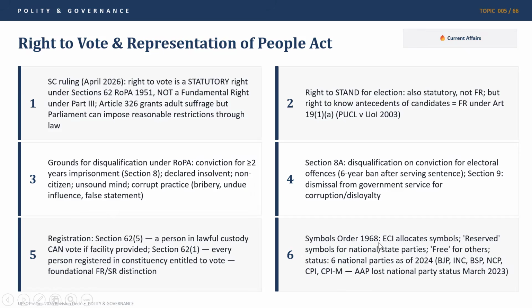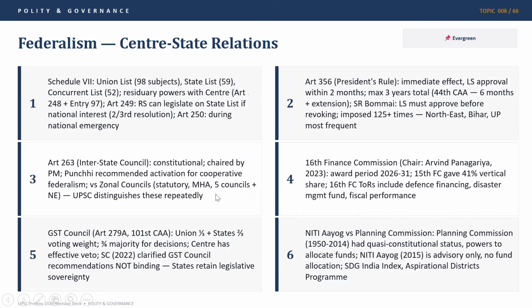Symbols Order of 1968. Well, ECI allocates symbols. Reserved symbols are for national and state parties. It is free for others. Status: six national parties as of 2024 are BJP, INC, BSP, NCP, CPI, and CPIM. So as of 2024, there are six national parties. AAP lost its national party status in 2023. So with the Symbols Order, one thing to remember is reserved symbols are for national and state parties, while it is free for others. Free means they will be allocated before elections. So the Representation of People Act is very important. Go through it in detail, understand all its sections.